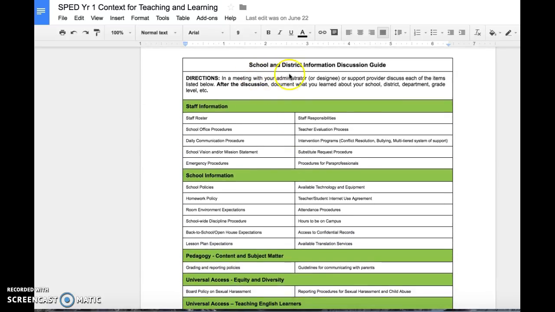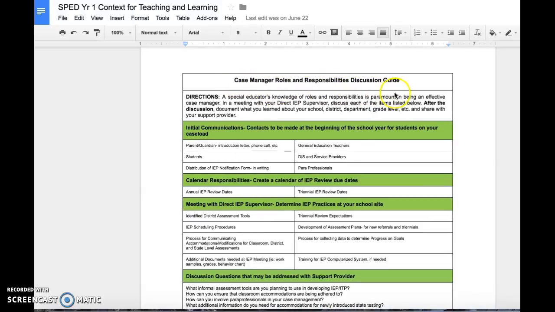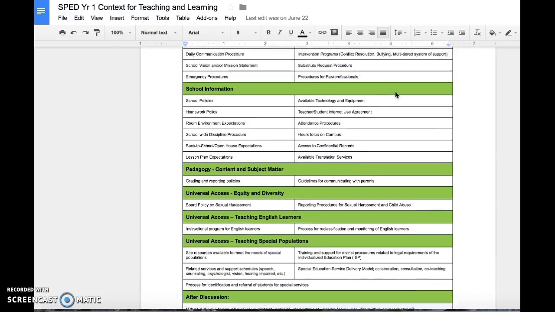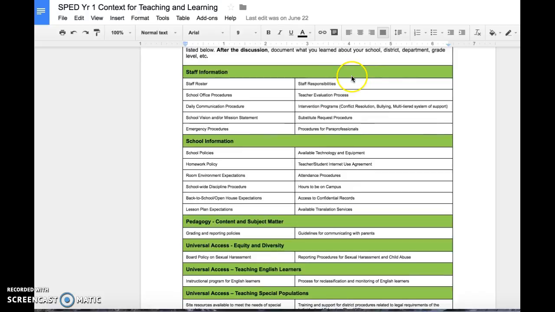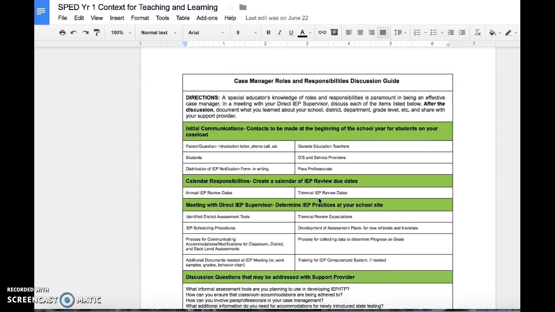Let's take a look at the School and District Information Discussion Guide along with the Case Manager Roles and Responsibilities Discussion Guide. These would both be most purposeful if discussed in a meeting with an administrator or designee and your support provider. It is important for a teacher on staff to have knowledge of staff information, school information, pedagogy and universal access, as well as IEP and Ed Specialist practices and expectations.